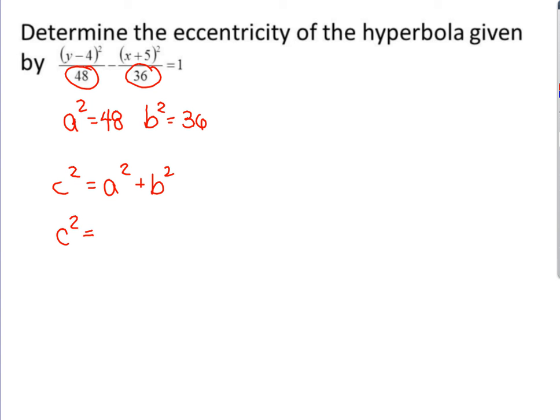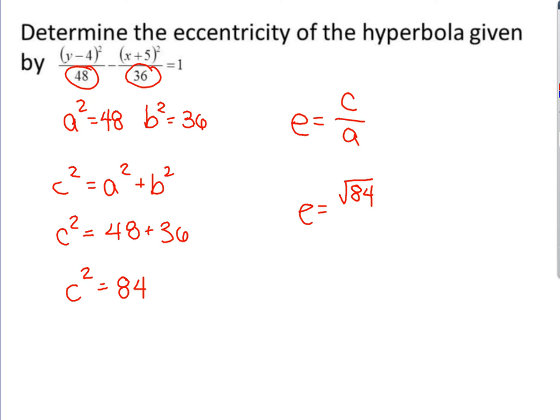So our c squared is going to be 48 plus 36, or c squared is equal to 84. So when we go to find our eccentricity, it's just c over a. So c is going to be the square root of 84. a is going to be the square root of 48. And our eccentricity in this case is going to be approximately 1.32.